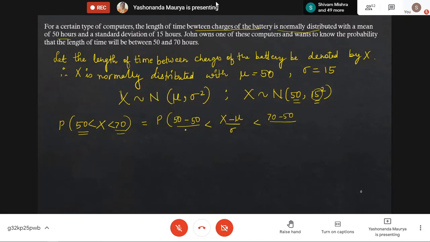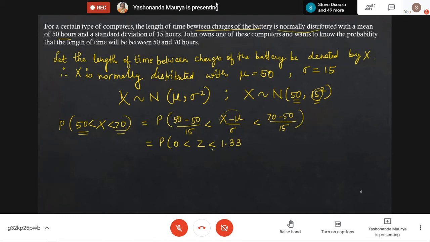So this will be 15 and this will be 15. Okay, so when I do this, what do we get over here? This is the probability that Z is less than (50 minus 50) which will be 0, and here I'll denote this by Z less than 20 divided by 15. So what is 20 divided by 15? It is 1.33.